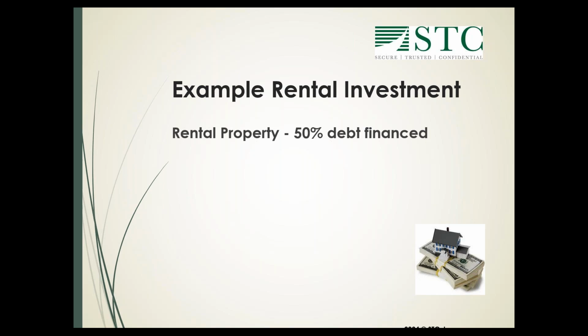Let's say you purchased a rental property in your retirement account, and it was 50% debt financed, just like I said. Let's say it cost $200,000, and you got a loan for $100,000. The other $100,000 came from your account. Let's say that your annual net rental income is $12,000. Net means I've already deducted all of the expenses. This is rents that came in minus expenses that went out, and you earned net rental income of $12,000.